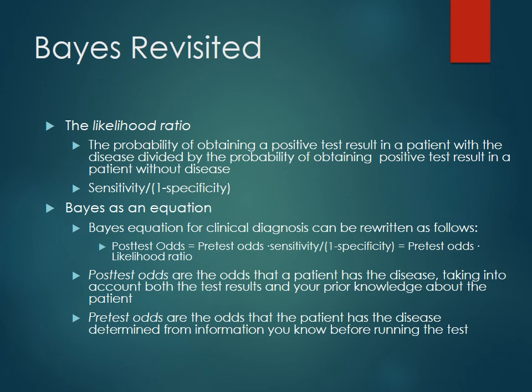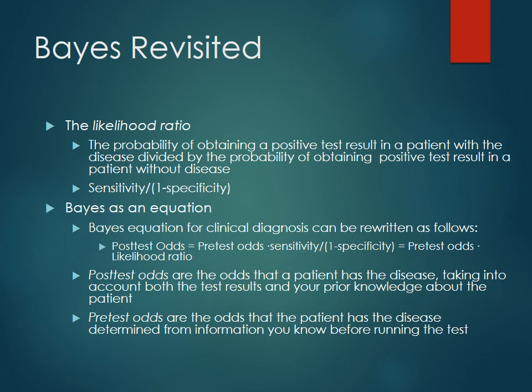So one thing we're going to be looking at is the likelihood ratio. This is the probability of obtaining a positive result in a patient with the disease divided by the probability of obtaining a positive result in a patient without the disease. Essentially, to get the likelihood ratio, you take the sensitivity divided by 1 minus the specificity, and that will give you the likelihood ratio.